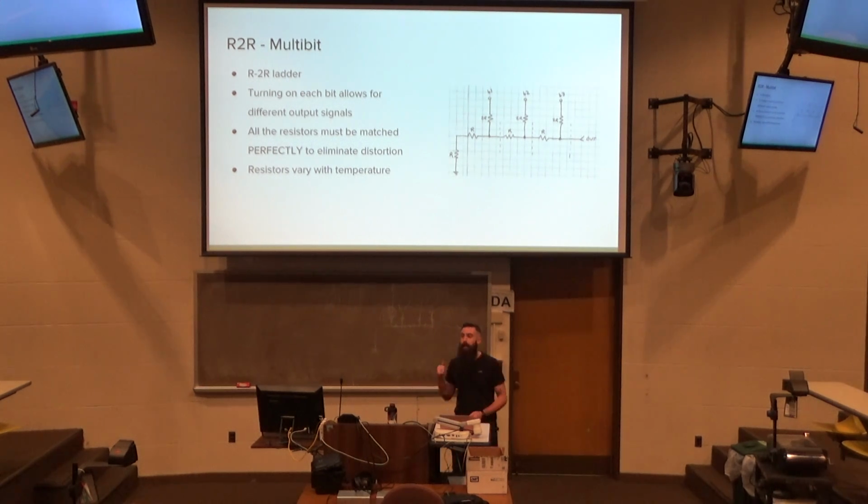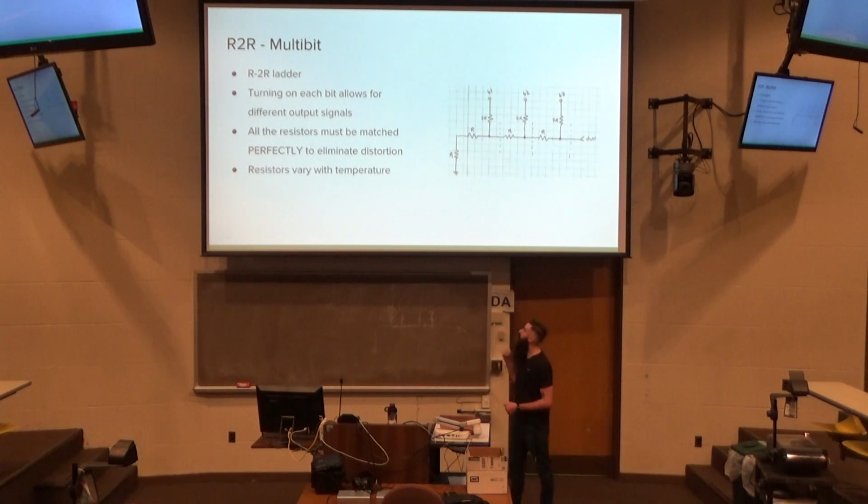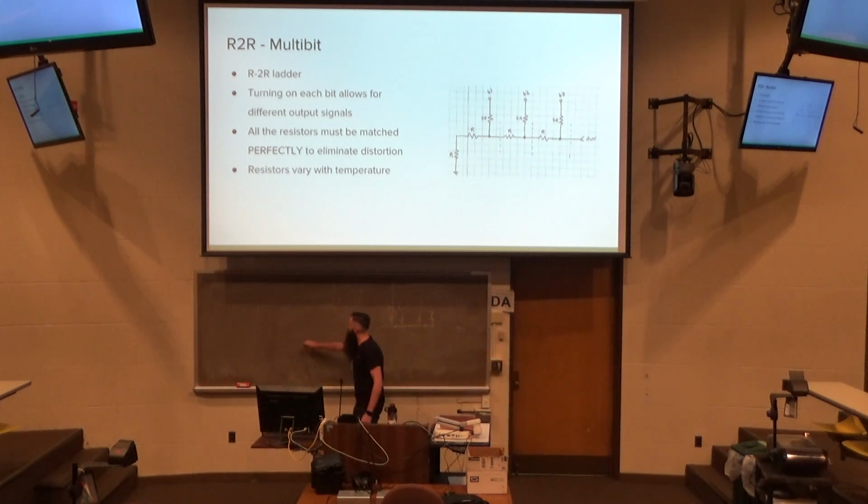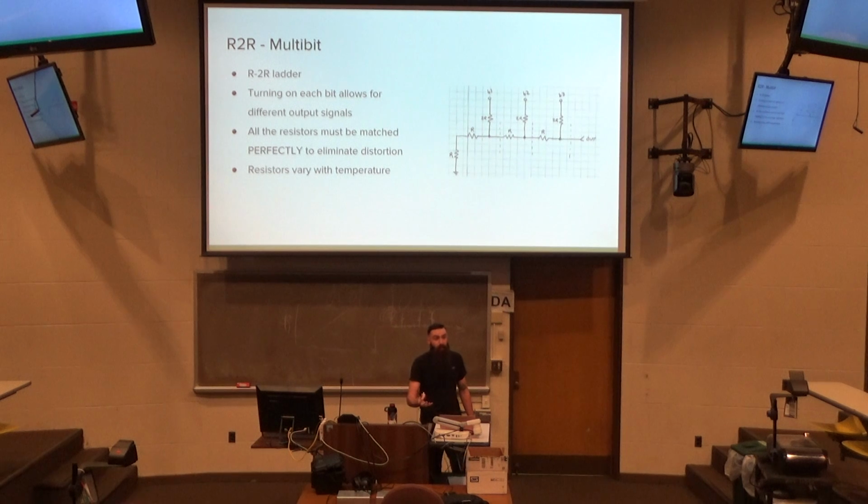Another problem with this is that these DACs are very sensitive to temperature. These resistors are almost definitely not going to be linear in their representation of their resistance over different temperatures. So as the temperature goes up, the resistor's ability to maintain its exact resistance is going to change. So if this is our temperature and this is our resistance, then the resistance is going to change based off the temperature. It might go up, it might go down, depending on the material. And that's another thing you have to deal with.